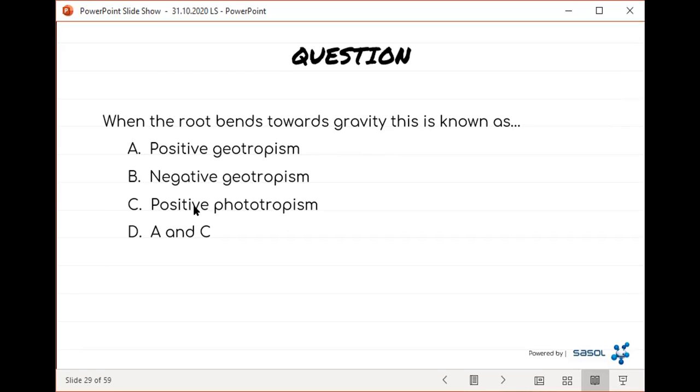So we are already cancelling out option C, and we are cancelling out option D because option D also has option C, and we know that phototropism does not involve gravity. Now we are left with option A and option B. We know that roots are positively geotropic, towards gravity, right? So our answer would be A, positive geotropism.